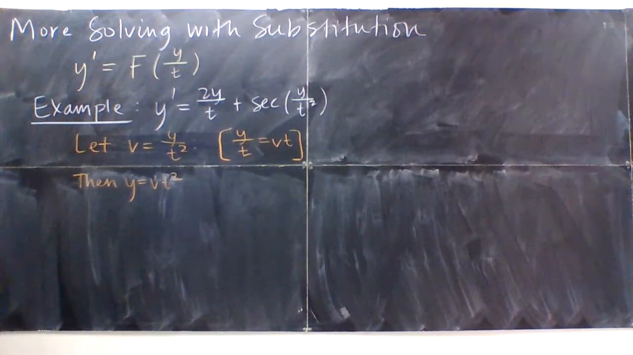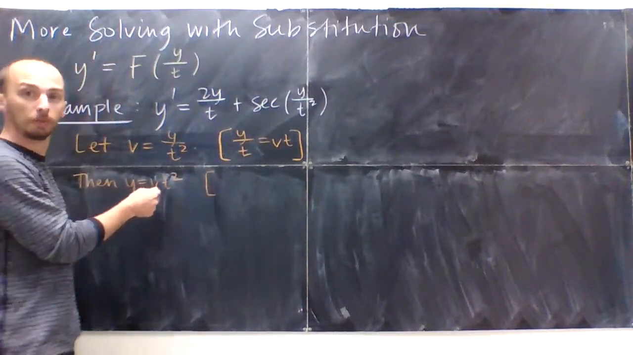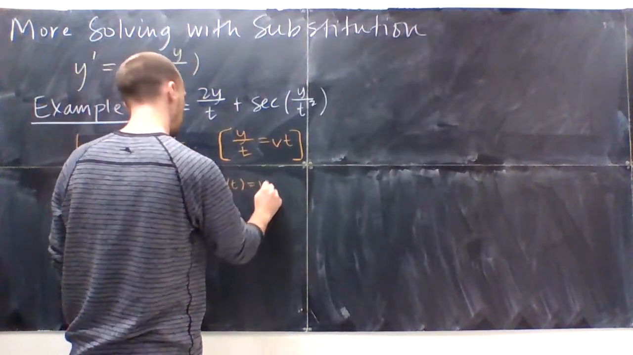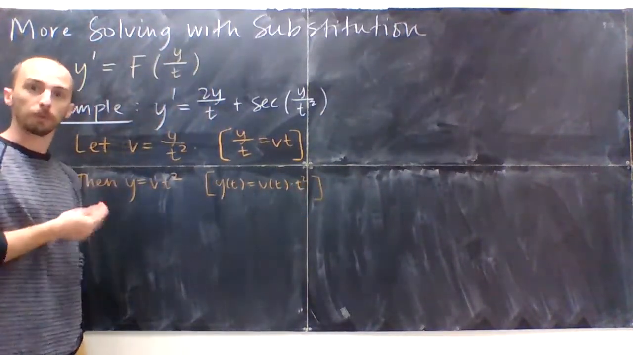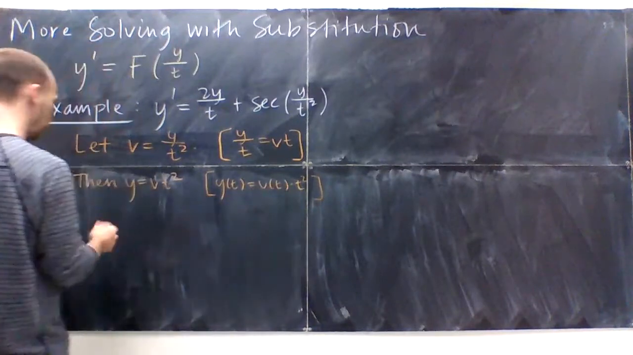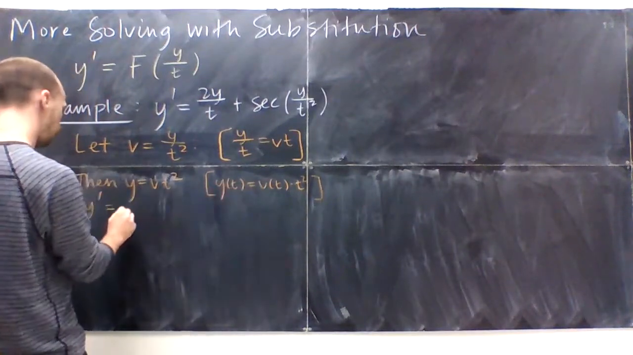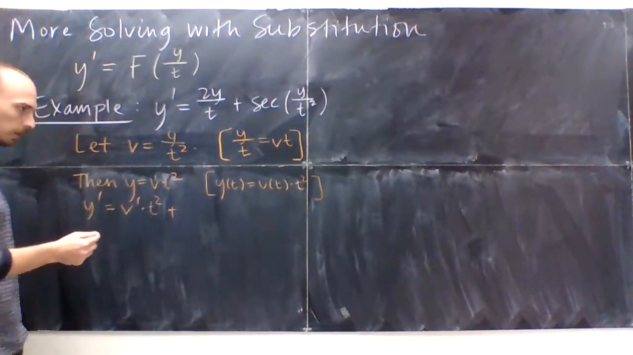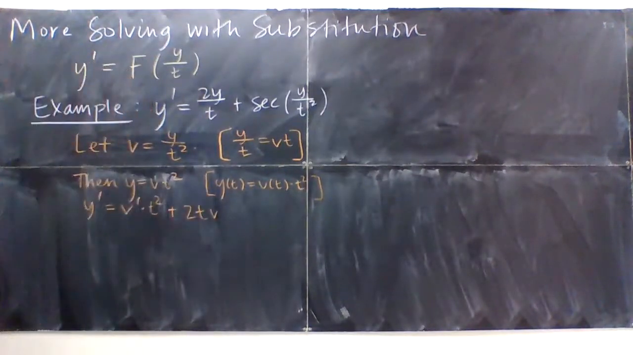And really what I have is y of t is equal to v of t times t squared, for the same reasons as in the last video. So when I take the derivative of y with respect to t to get an expression for y prime to substitute there, I'm going to need to use the product rule. So y prime is going to be equal to, take the derivative of v, leave t squared the same, plus leave v the same and take the derivative of t squared. So that would be 2t times v.